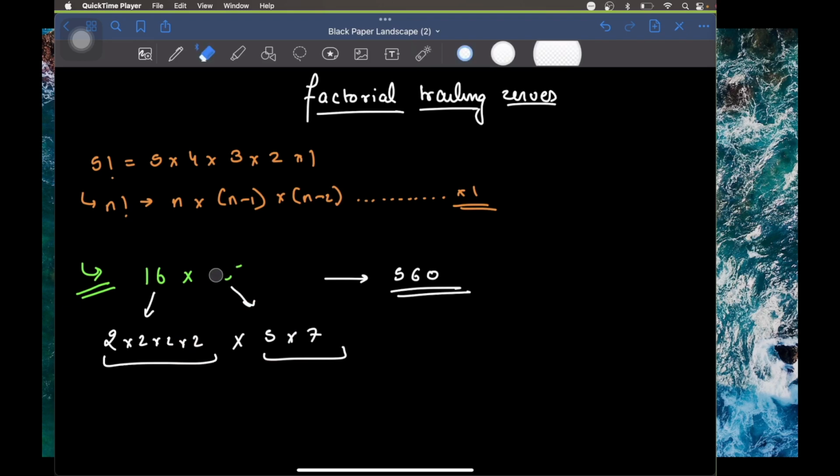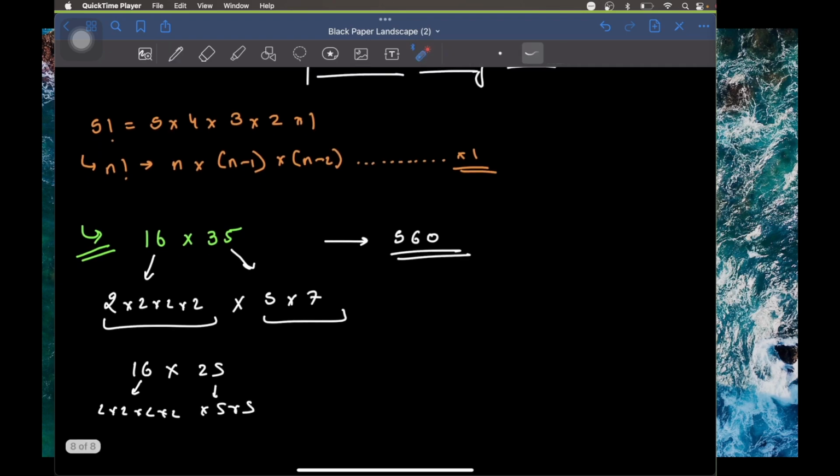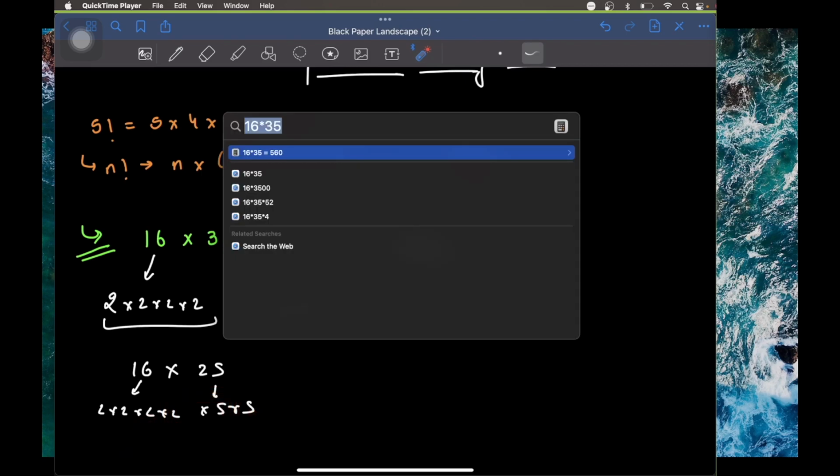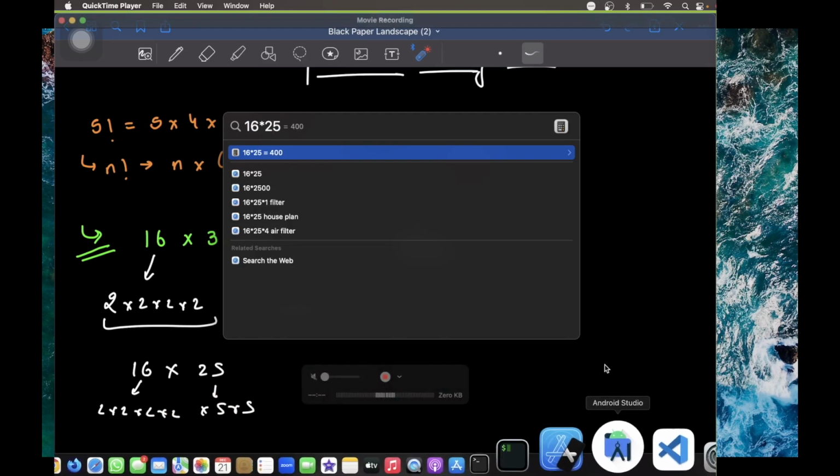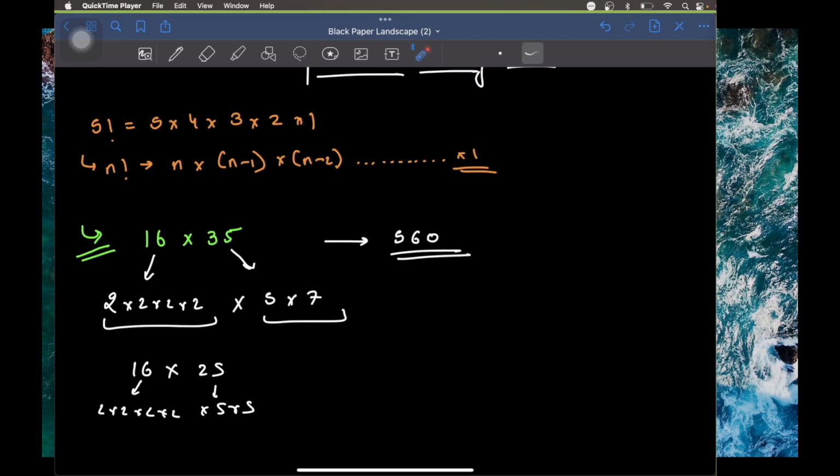If, let's say, we were doing something like 16 into 25. What is 16 again? 2 into 2 into 2 into 2, and 25 is 5 into 5. So here we are able to make two pairs of 5 into 2. If we are able to make two pairs of 5 into 2, that means we will be able to make two tens. And if you see its final value, it is 400. So can you see we are getting two zeros because we were able to make two pairs of 5 into 2. Can I say that?